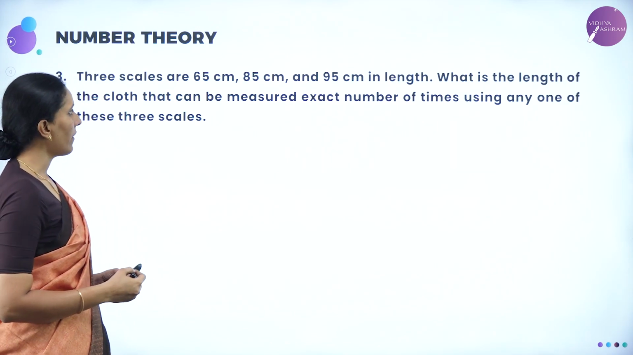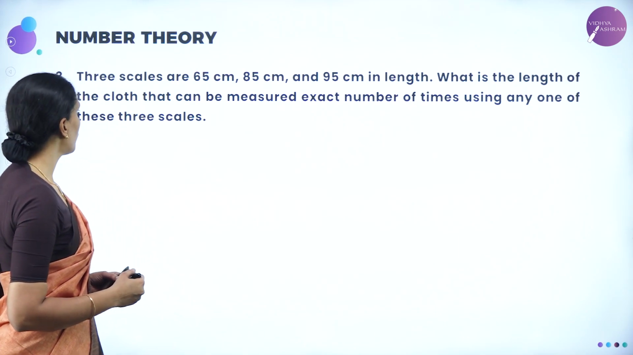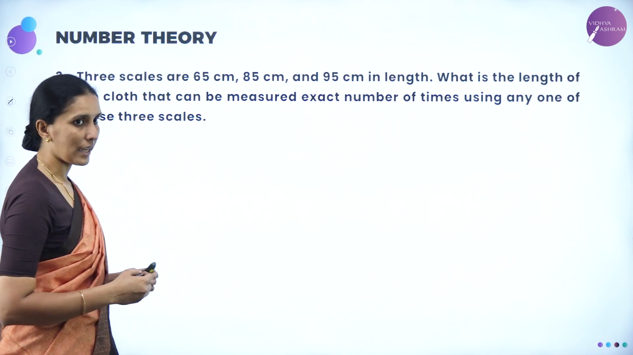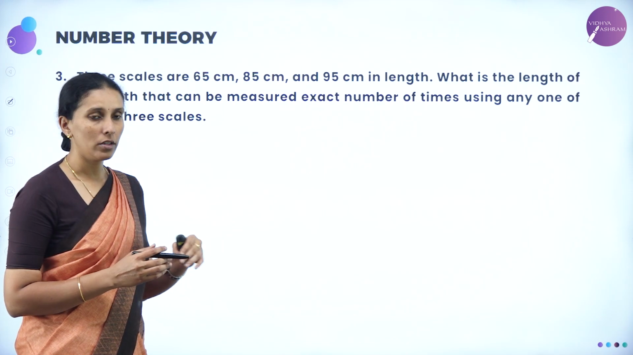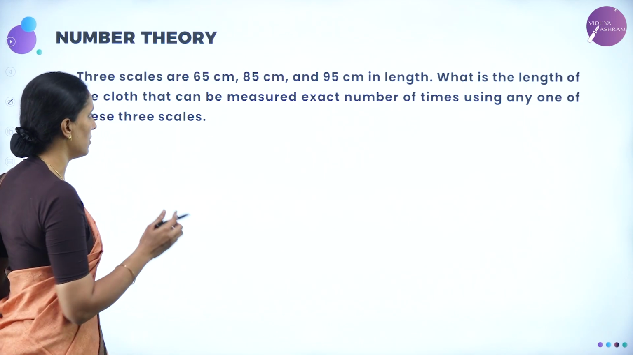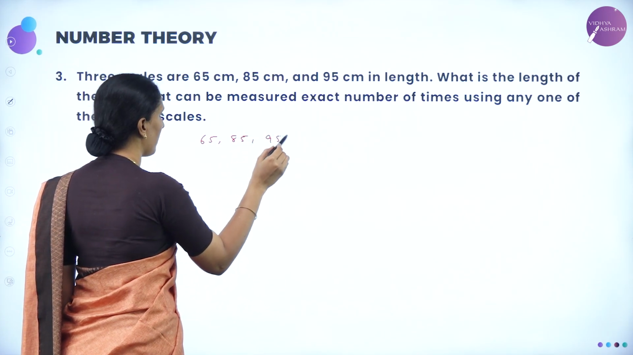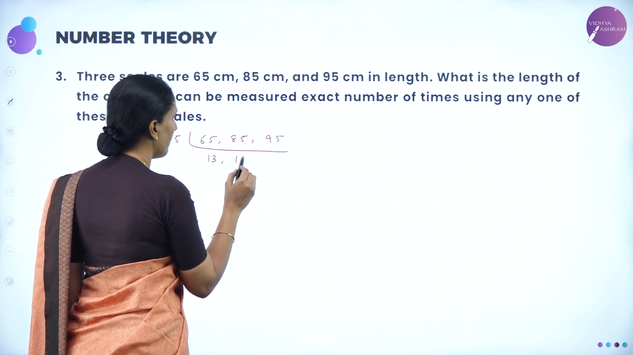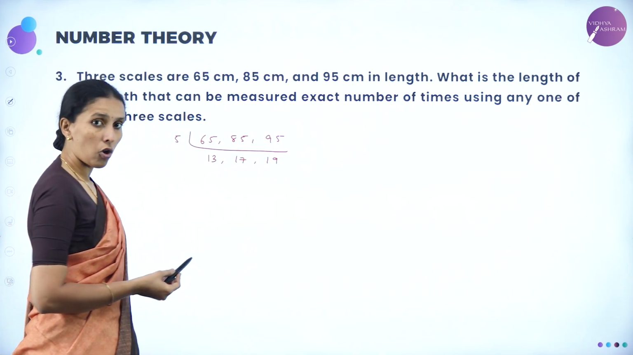Three scales are 65 centimeters, 85 centimeters and 95 centimeters in length. What is the length of the cloth that can be measured an exact number of times using any one of these three scales? So we have three different scales which should measure the same cloth an exact number of times. That means we need to find the LCM of these three numbers. So let us find the LCM of 65, 85, 95. When divided by 5, this is 13, 17 and 19. Clearly 13, 17, 19 are all prime numbers.